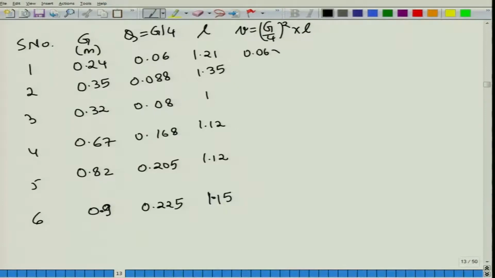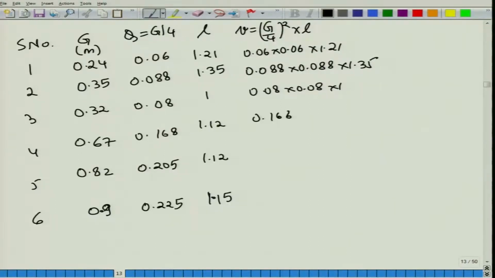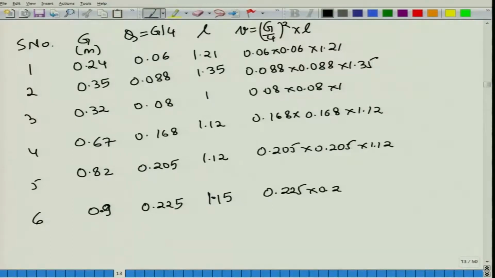So, it becomes 0.06 into 0.06 into 1.21. This one becomes 0.088 into 0.088 into 1.35. This one is 0.08 into 0.08 into 1. This one is 0.168 into 0.168 into 1.12. This one is 0.205 into 0.205 into 1.12, and this one is 0.225 into 0.225 into 1.15. So, now let us use a calculator.